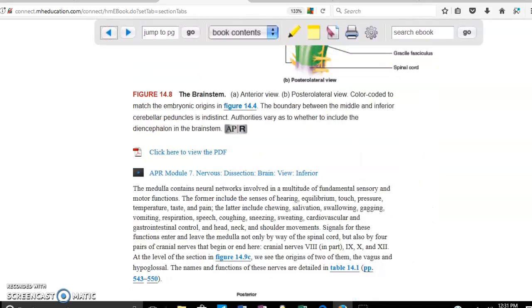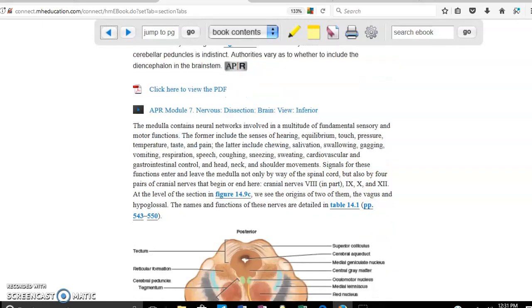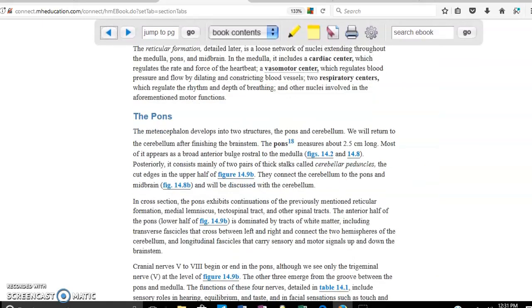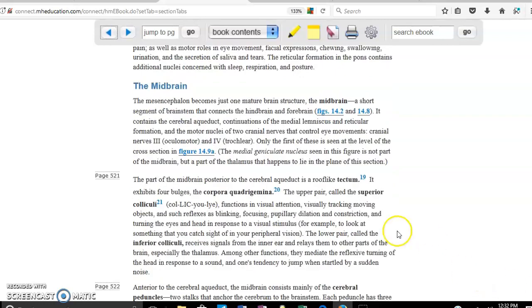The first part was the medulla oblongata, and you can see here that the nerves involved are 8, 9, 10, and 12. Let's take a look at the next one. Then you have the pons. In the pons, we can take a look at the different cranial nerves, and you can see here it says cranial nerves from 5 to 8. So it's 5, 6, 7, and 8. If we keep scrolling down, we get to the midbrain, and in the midbrain, you can see it relates to cranial nerves number 3 and number 4.